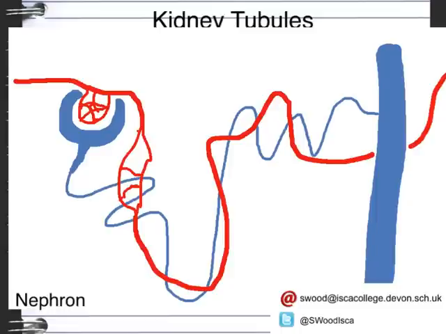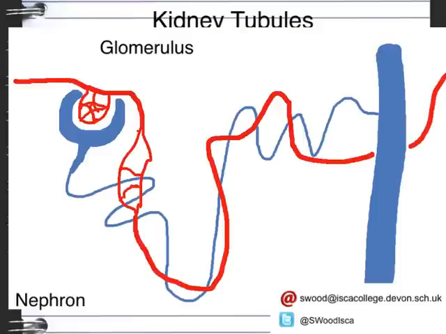Now we've got here the red, which is the blood supply in from the renal artery. Now what then happens is the glomerulus, which is this part here, is where we have lots of water and small molecules squeezed out of the blood. Now this is under high pressure to get that out.